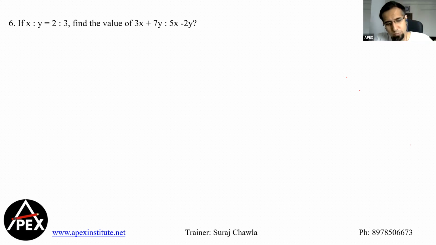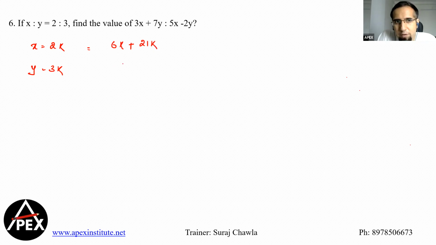Yep, let's see this now. So if x is to y is 2 is to 3, this is a shortcut, guys. Now I'll tell you the shortcut. The logic here is quite simple. If I go with the basic concept first, let's say x is 2k and y is 3k. So what do I get? 3 into 2k becomes 6k plus 7 into 3k becomes 21k. 5 into 2k would be 10k minus 2 into 3k would be 6k. So eventually we have 27k by 4k. K and K get cancelled and therefore your answer is 27 by 4.